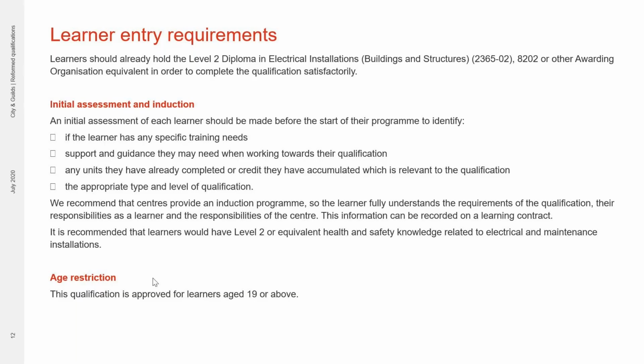We do recommend that centres provide an induction programme so the learner fully understands the requirements of the qualification, the responsibilities as a learner, and the responsibilities of the centre. This information can be recorded on a learning contract. It is recommended that learners would have level 2 equivalent health and safety knowledge related to electrical and maintenance installations. Again, age restriction. This qualification is approved for learners aged 19 or above.